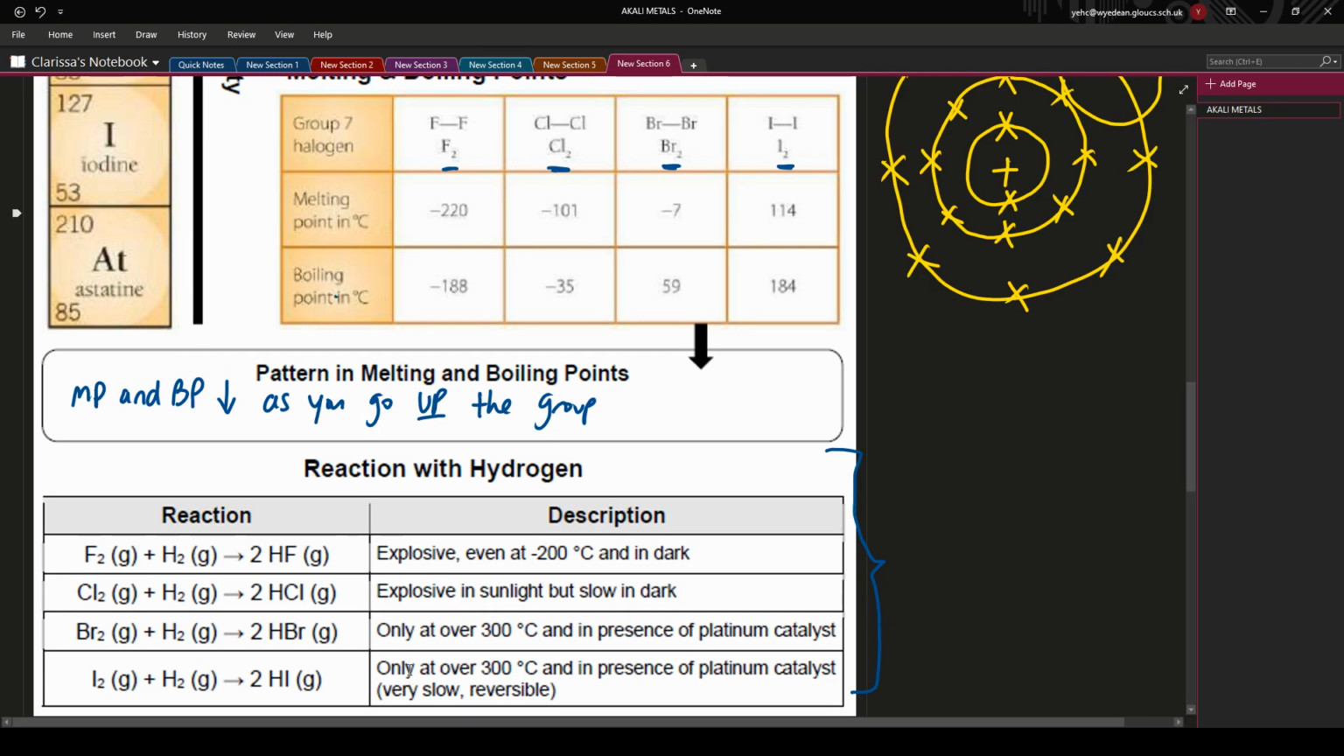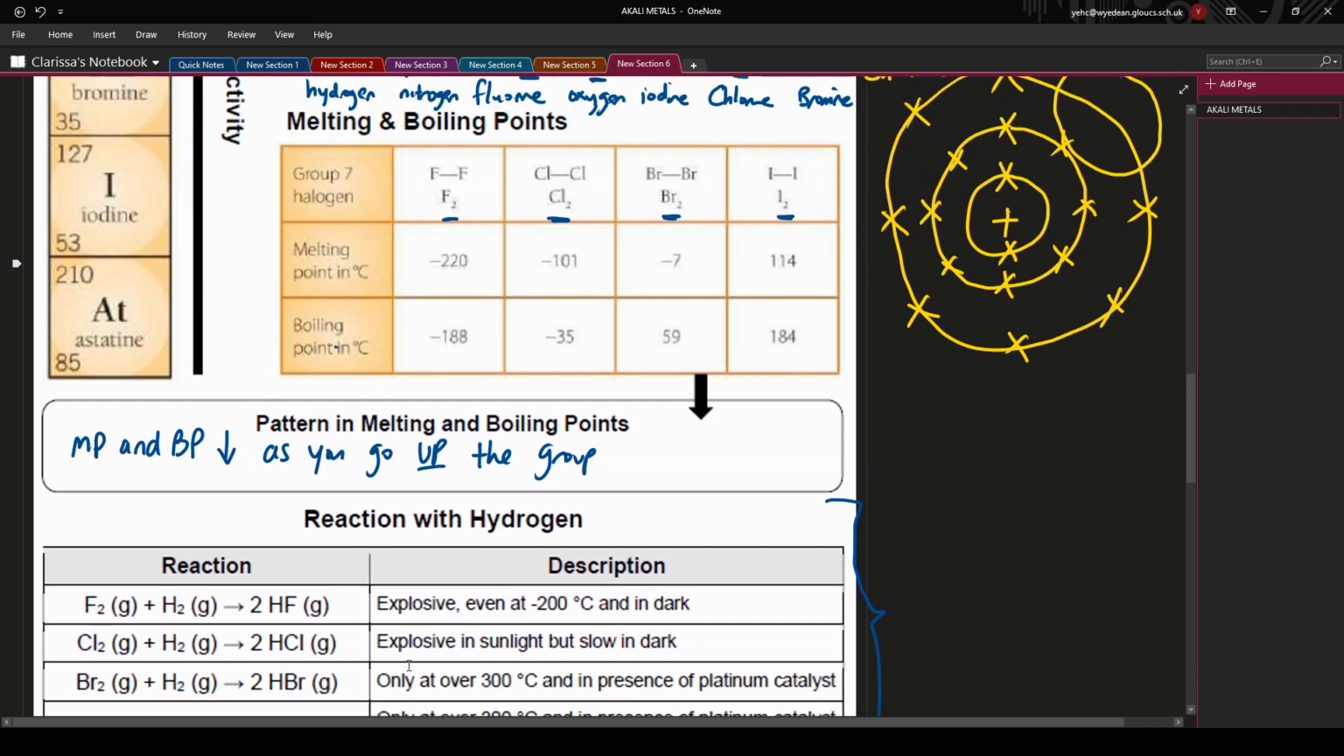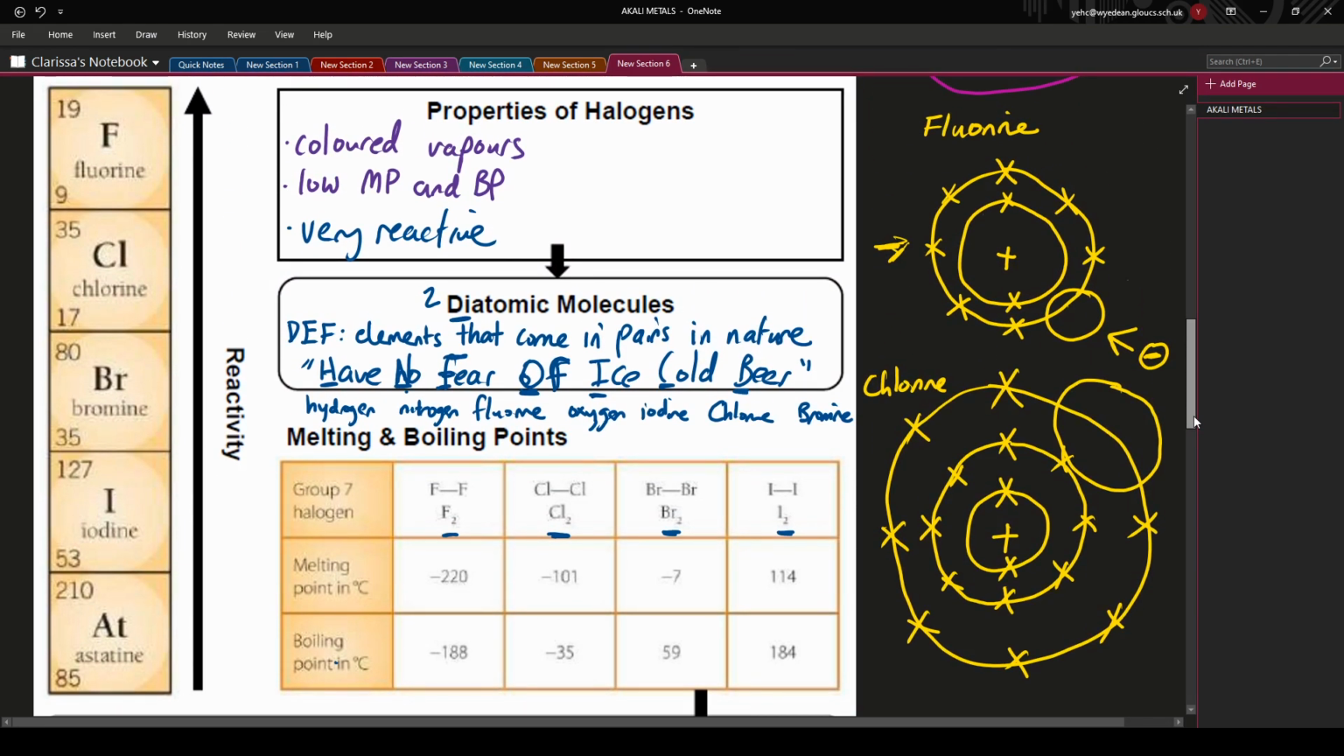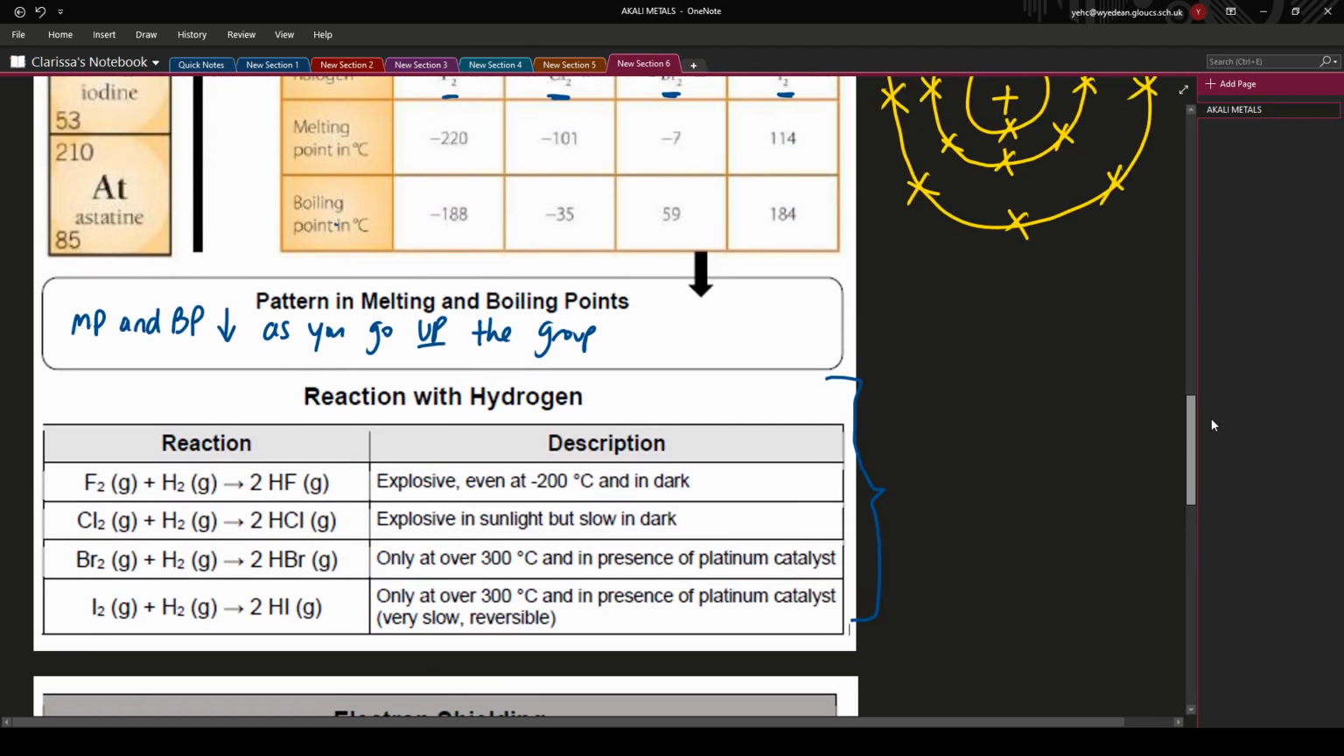So, halogens. The opposite goes when it comes to the reactivity. The reactivity increases as you go up the group because of that attractive force from the nucleus. When you have a smaller element, the outside electrons are going to experience that greater attraction.